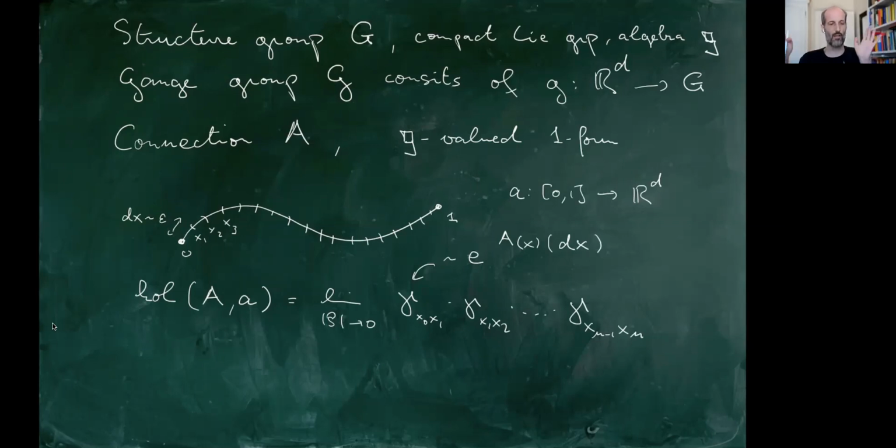And if I send the length of dx to 0, and I refine my partition, then, at least if A is a reasonably smooth function, say a continuous function is good enough, that will converge to a limit, and that's called the holonomy of the connection A along the path little a. That is really just the group element that allows you to transport a state at the target into the point at 0. Okay, so the transport here goes kind of backwards like that.